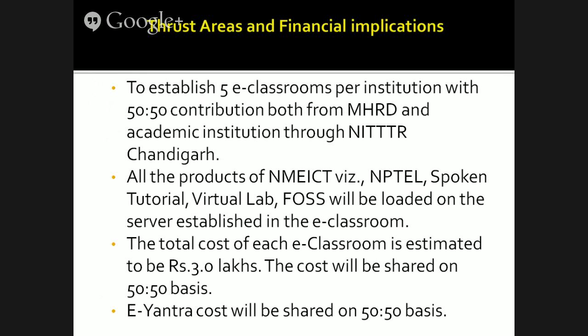Under the NMEICT MOU they have told that you can create 5 e-classrooms per institution. That means in your institution you can create 5 e-classrooms. An e-classroom is somewhat similar to your smart classroom, you can say, right? And 50% contribution will be given by the MHRD and 50% will be given by your university or your organization or your board.